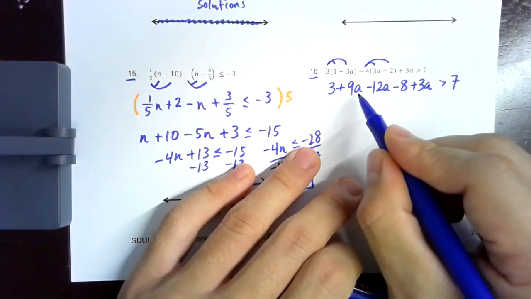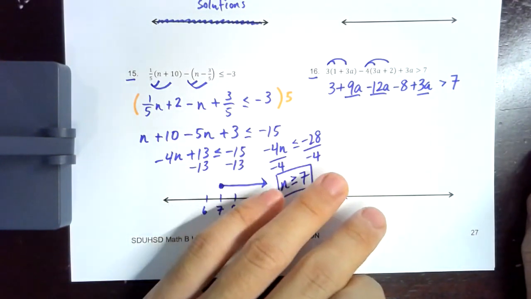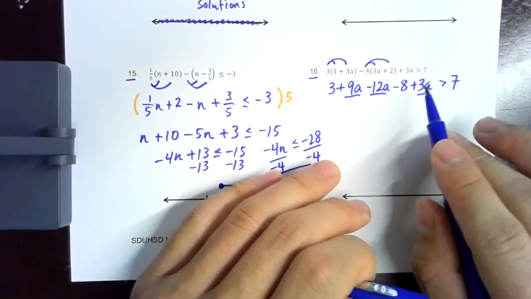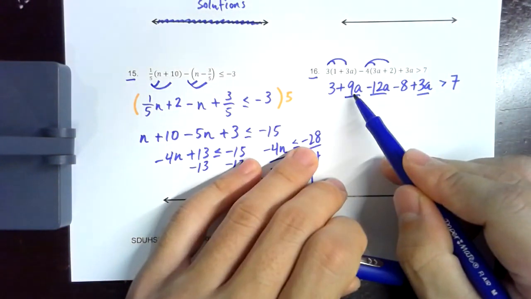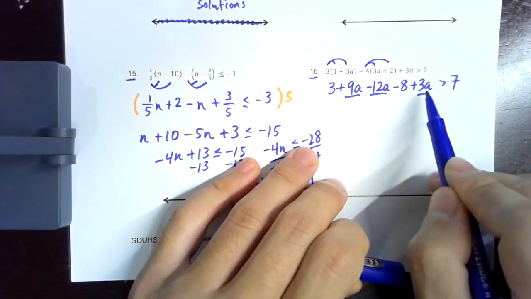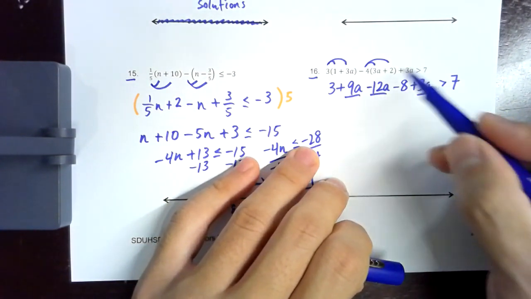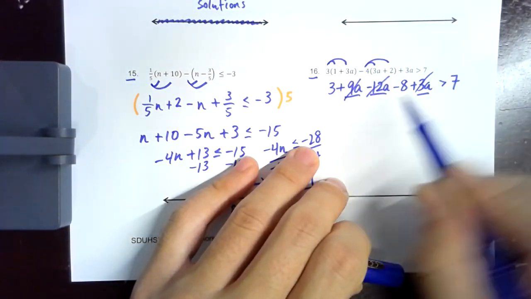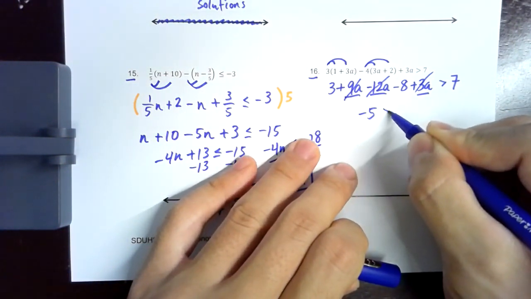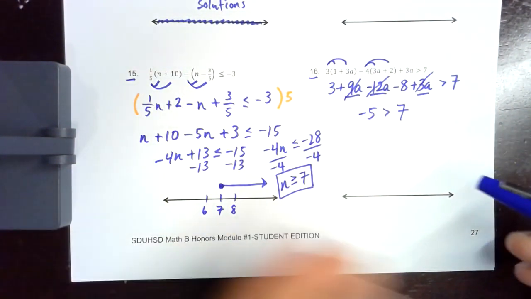Even me as a teacher, sometimes I make mistakes, and it's not the best time to go back and fix, right? So, whoa, what are you noticing for this one? You see that there's a 9a, there's a 3a, that's 12a, and then 12a with the negative 12a cancel, right? So these all cancel, and you end up with 3 plus negative 8, which is negative 5, and you're trying to decide, wait a minute, is negative 5 greater than 7?